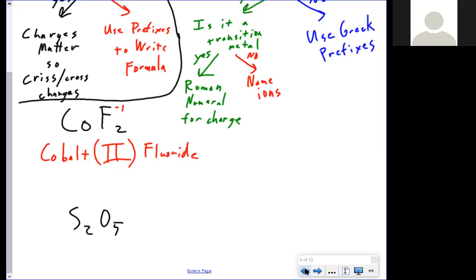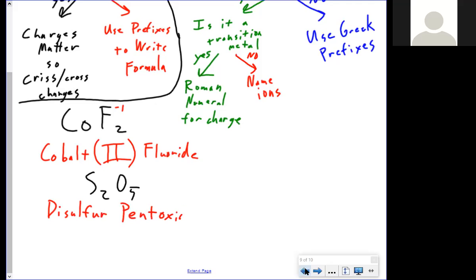S2O5, sulfur is a transition? It's not a transition, very good. It's a non-metal. So I'm going to need my Greek prefixes. What's my Greek prefix for 2? Di, which S is sulfur. Disulfur oxide. Don't slow down, because what's my prefix for 5? Penta, finish the sentence. Pentoxide.